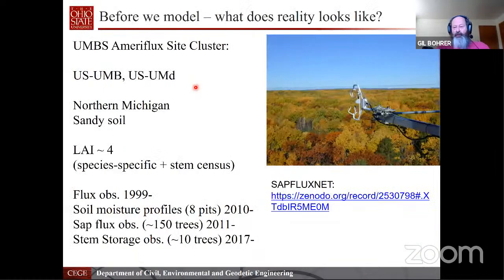Great. So before I show you what models do, let's look at reality. Can we identify phenomena in reality where we need to go through all this complication of xylem water potential? So all the examples I show you are from my site in UMBS, a very beautiful site. You're invited to come in the summer after COVID is over. It's a cool site. We measure a lot of things.